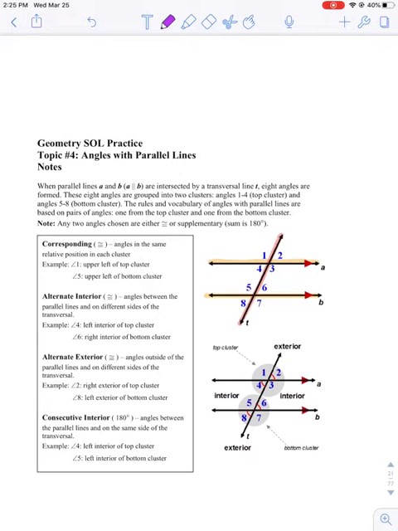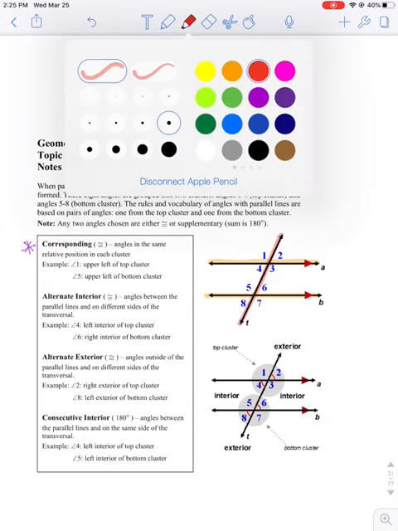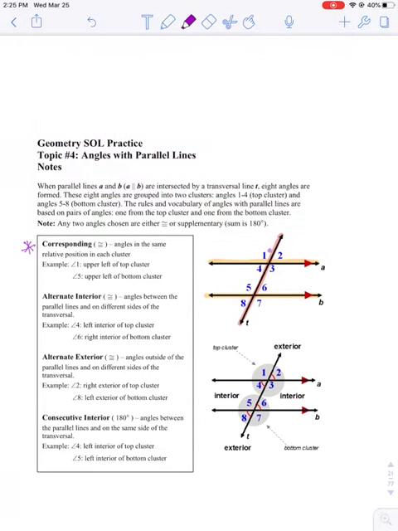The first one we'll look at is corresponding angles. Corresponding angles are congruent to each other. That's why they have this little symbol here, which means they have the same angle measurement. Corresponding angles refer to angles in the same relative position in each cluster. For example, angle 1 and angle 5 are corresponding because they're both in the upper left-hand corner of their own cluster.